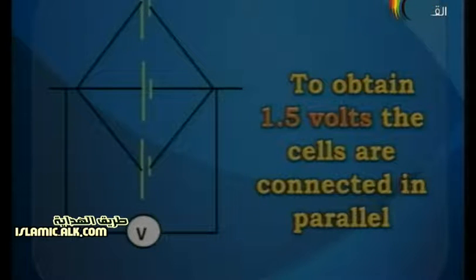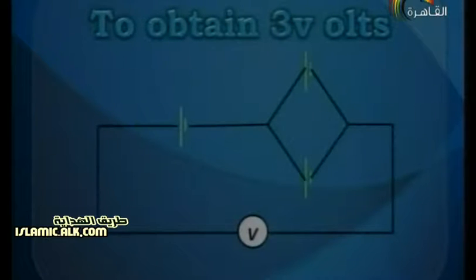Let's go to see the third part here. Here we have 3 volts. To obtain 3 volts, it means 2 of them are in parallel connection, and the other one is in series with the parallel battery. So the battery here has 2 cells in parallel connection, and the third one is in series with the parallel battery. So which one is the battery? The 2 cells connected in parallel are called a battery. Why? Because it contains 2 cells.